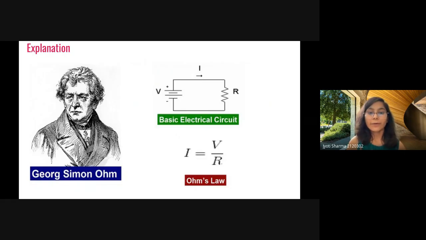Whenever you have any electrical circuit, there you will have some voltage and you will have some resistance as well, and there is a relationship between V, R, and I. This is I is equal to V upon R. So this means V is equal to IR, right?